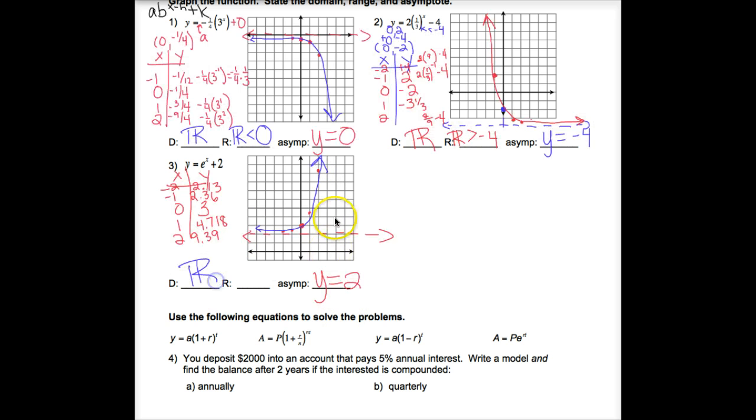Domain, as with all of them, is all reals because it goes on forever both ways on the x-axis. The range, it's above the asymptote, so that means greater than 2 is going to be that.